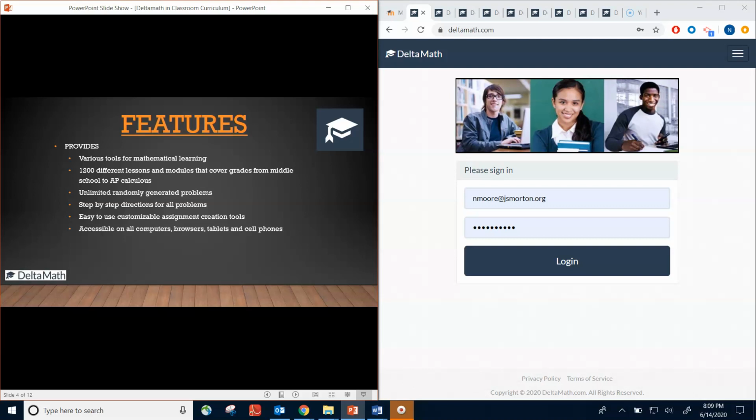And it's accessible on all computers, browsers, tablets, and cell phones. There is even an app, so students can access it on their phone in a very, very easy way. And it's pretty user-friendly. It also provides monitoring and feedback on student work with animated solutions for all problems. So this is great because then you can also get instant feedback for yourself and the students right away. So students can find out right away what their score was on an assignment.